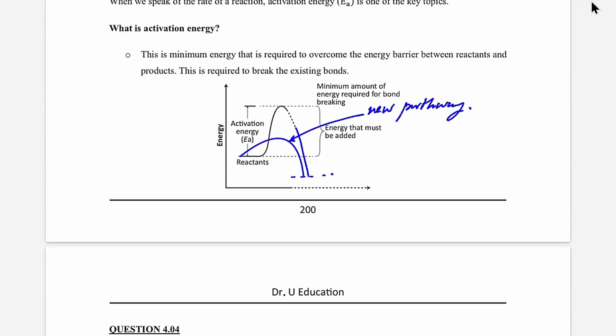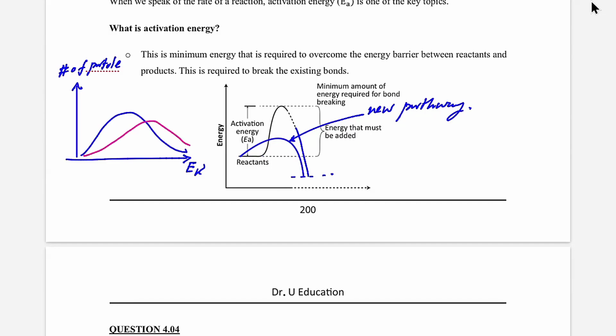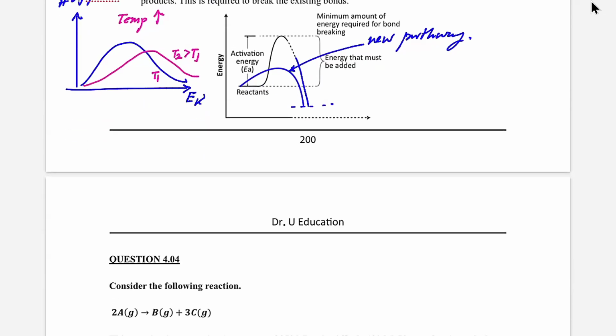Now, are we changing temperatures? Okay, look at this. Now think about the Maxwell-Boltzmann distribution. When you increase the temperature, this becomes this. Now that we understood, think about you are introducing a catalyst. What will happen? When you introduce a catalyst, this will happen.